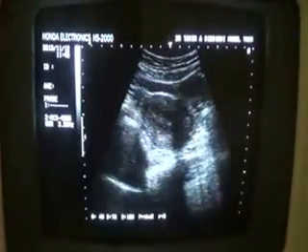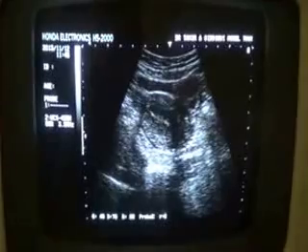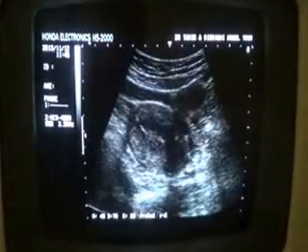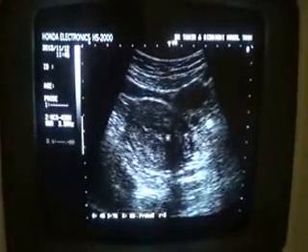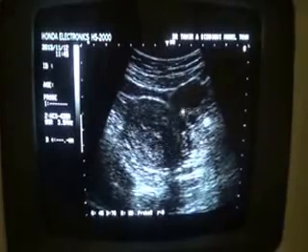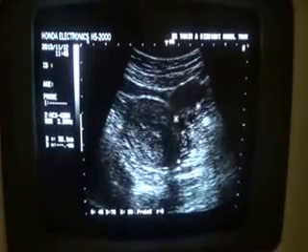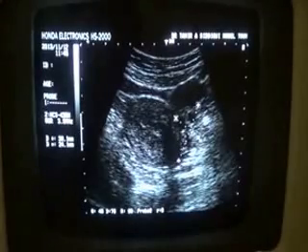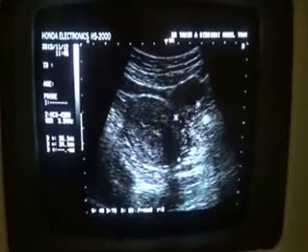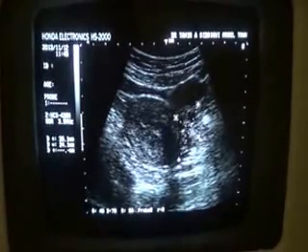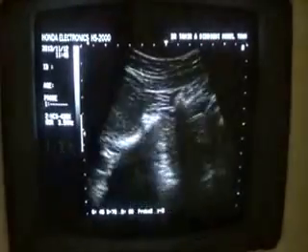Now here what you are seeing is the left ovary with follicular activity seen within. This is the left ovary, and the tiny cystic areas that are seen within are the developing follicles.